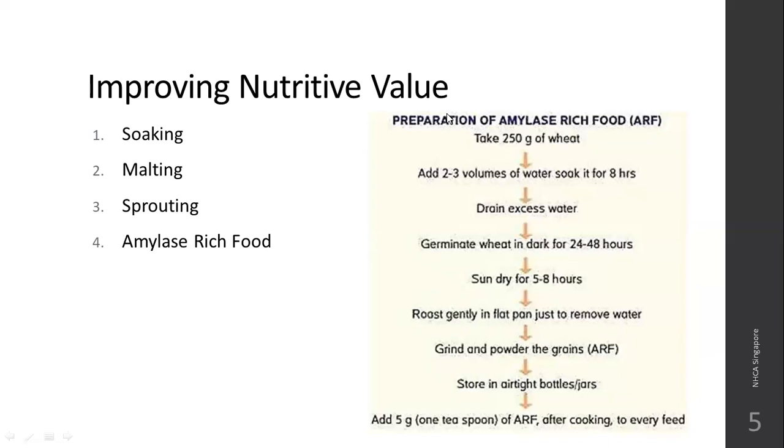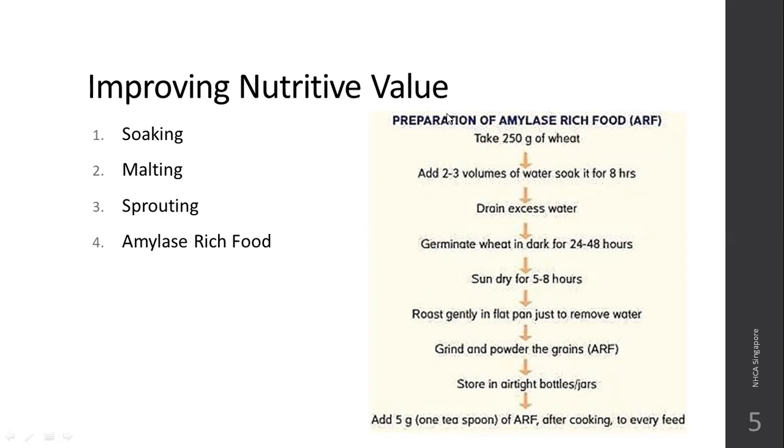How do you do it? The example which I have shown on screen is just for wheat, but you can follow the same practice for bajra, jowar, ragi, moong dal, etc. Take 250 gram of wheat, add 2 to 3 volumes of water into this 250 gram of wheat. Soak it for 8 hours. Drain out the excess water and germinate it in a dark room. That is, sprout the wheat in a dark room for 24 to 48 hours.